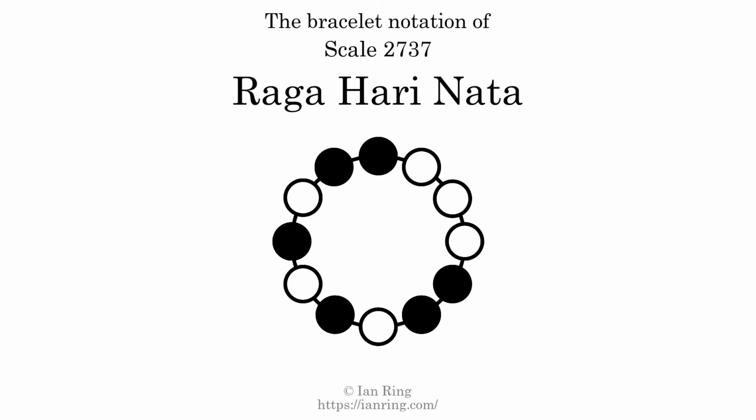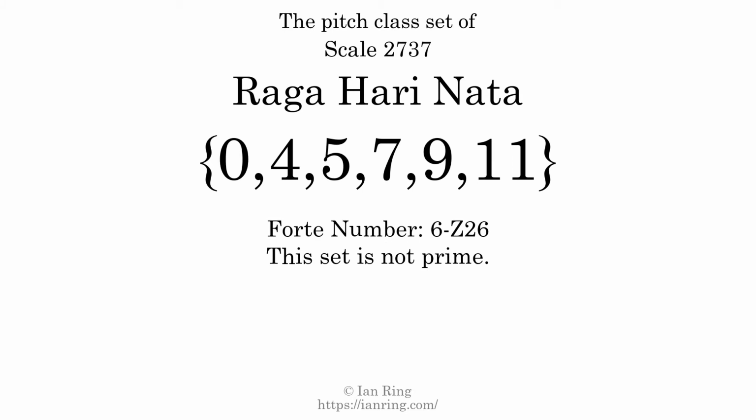This is a bracelet notation diagram of scale 2737. The shaded circles represent tones that appear in the scale, and they are read clockwise, starting at the top. The pitch class set for this scale is 0, 4, 5, 7, 9, 11. The forte class is 6Z26. This set is not prime.